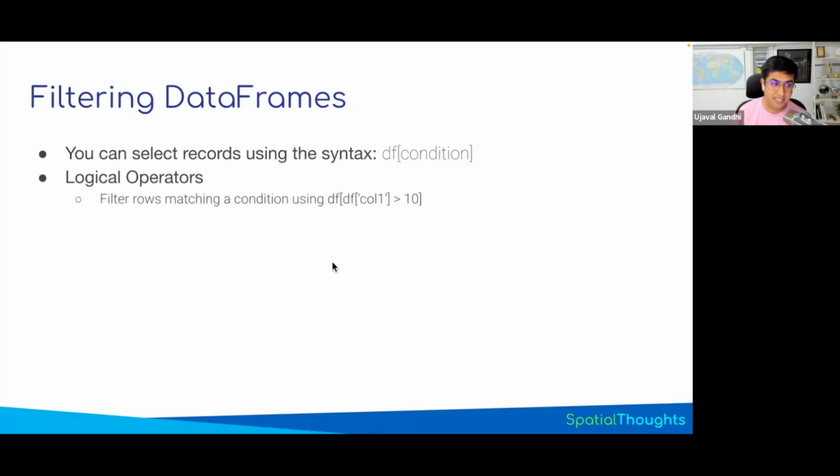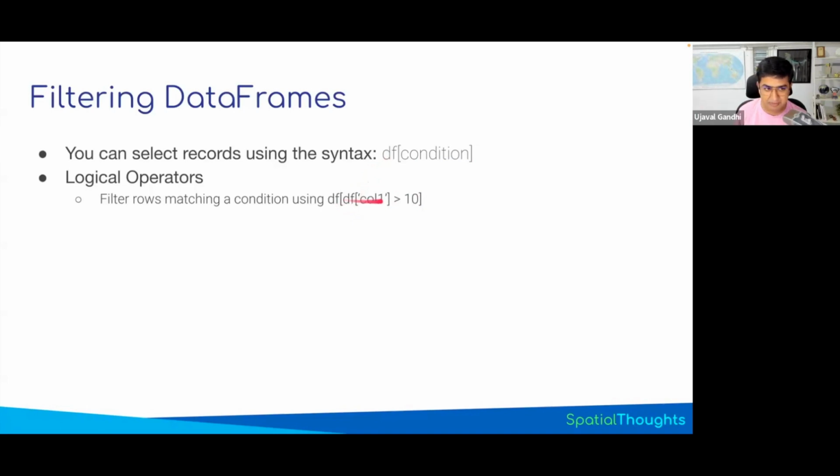So you can say, find all rows where column 1 is greater than 10. So you can say df. So this is the syntax. So you said from df, and this is your condition. So df of col1 greater than 10. So this condition will return true or false for every row. If the first row is true, it'll select that. The second row is false, it'll not select that.